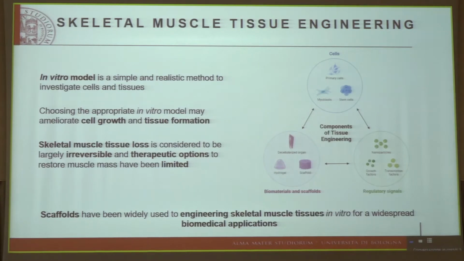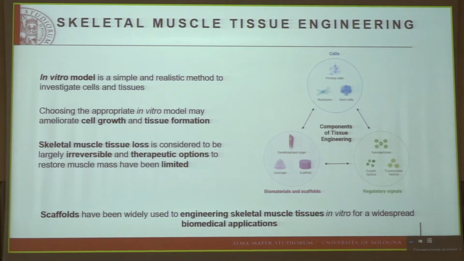and tissue formation. We are in particular interested in skeletal muscle, as skeletal muscle tissue loss is considered to be irreversible due to the low regenerative ability of this tissue and the limited therapeutic options that are available nowadays. In order to restore the skeletal muscle tissue in vitro, we decided to engineer the skeletal muscle by the use of a scaffold, so a support that is different from the conventional tissue culture plastic.